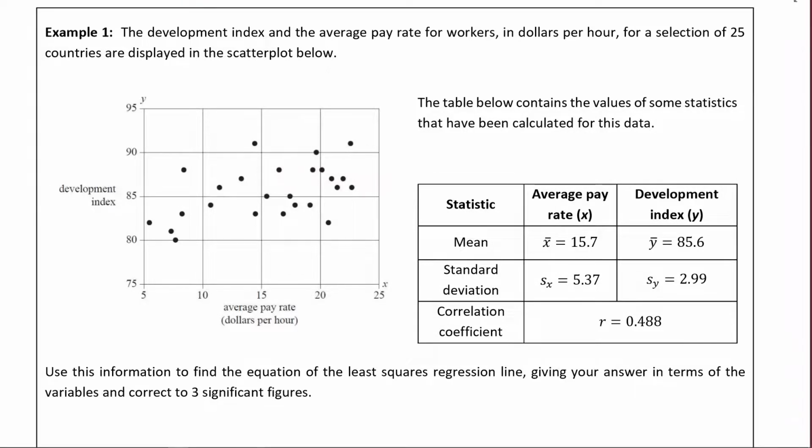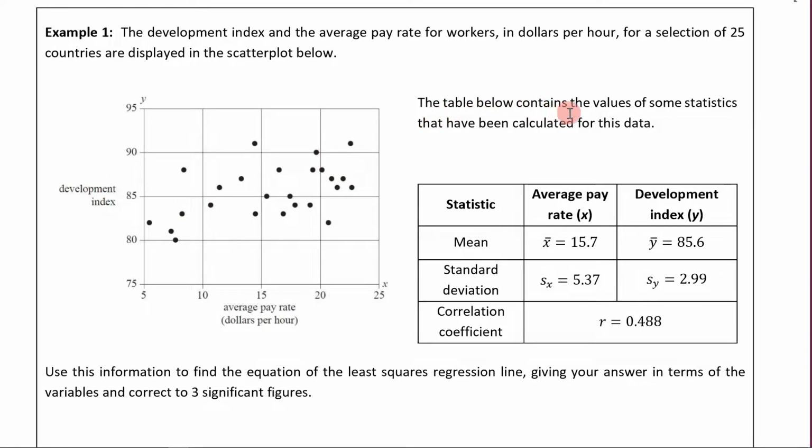We're going to answer this question before us. So let's begin by giving it a read. It says, the development index and the average pay rate for workers in dollars per hour for a selection of 25 countries are displayed in the scatter plot below. So here it is right here. We have the average pay rate, we have the development index, and then we have all these data points.